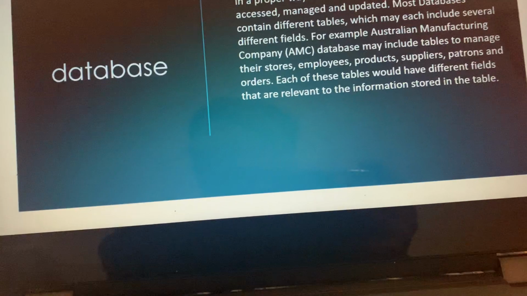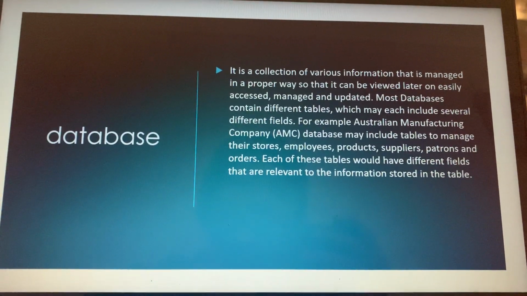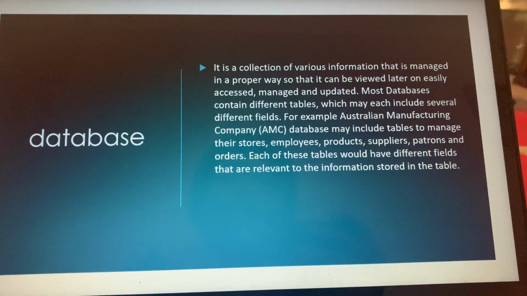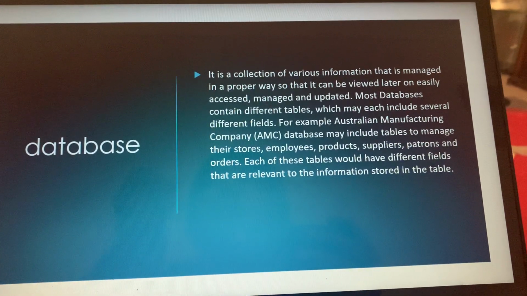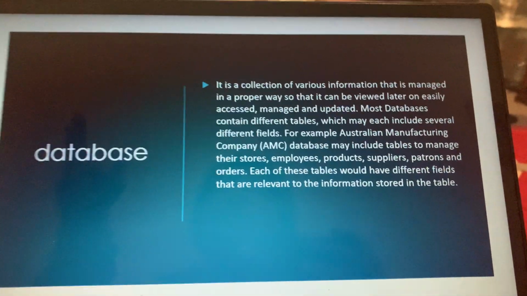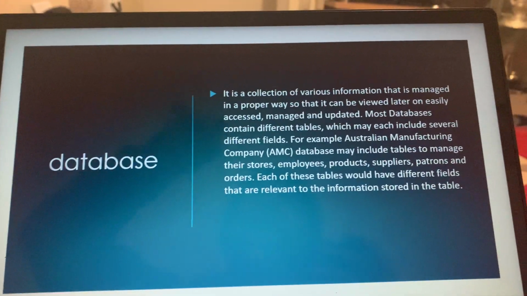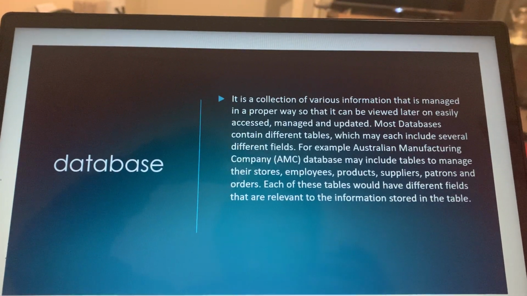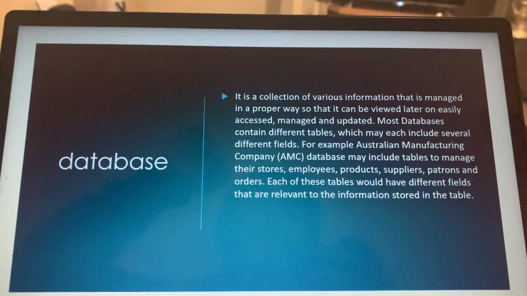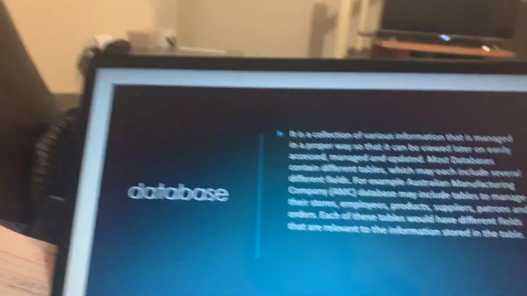For example, the Australian manufacturing company AMC database may include various tables like the stores, employees, products, suppliers, patrons, and orders. Each of these tables would have different fields that are relevant to the information stored in the table. Let's go to the next slide.